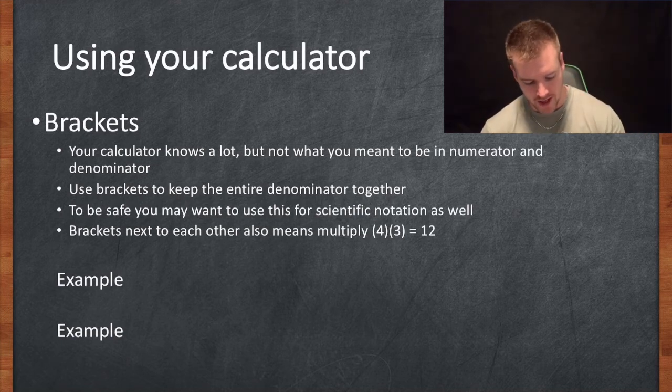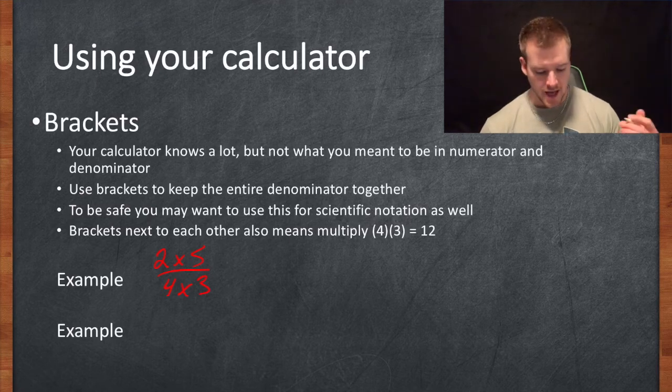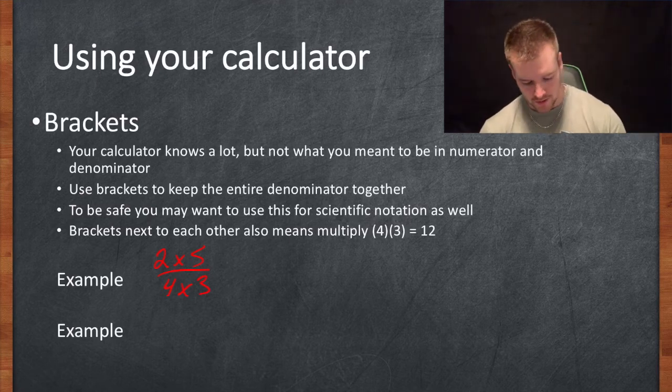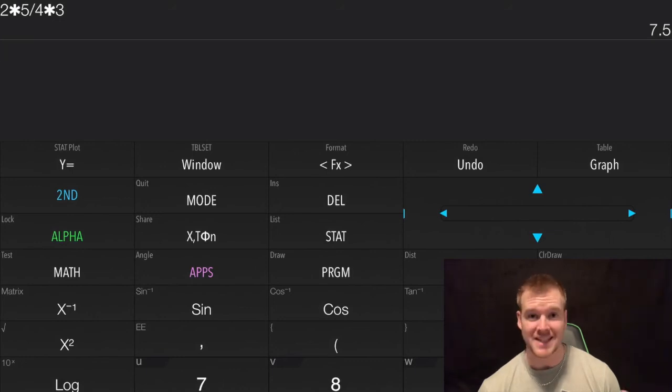If you were solving this in your calculator, we have 2 times 5 divided by 4 times 3, all right? If you're putting that just in your calculator, you might put 2 times 5 divided by 4 times 3. Let's see if we put that in. We have 2 times 5 divided by 4 times 3, and we get an answer of 7.5.